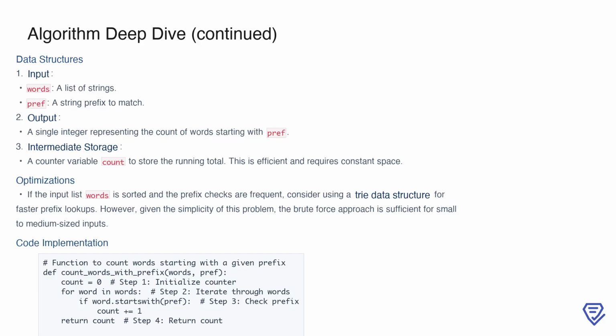Here's the implementation of the algorithm in Python. We define a function count_words_with_prefix that takes words and pref as arguments. Inside the function, we initialize the count variable to 0. Then, we use a for loop to iterate through each word in words. For every word, we check if it starts with the prefix using the startswith method. If it does, we increment the count by 1. Finally, we return the value of count after the loop completes.